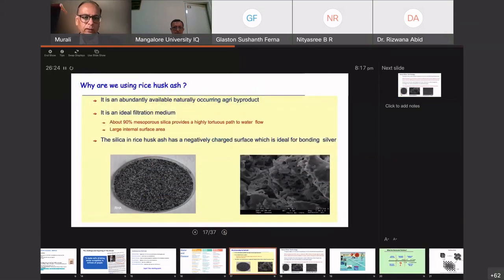So this is what we started with. Now let me break down Sujal and tell you exactly what's inside Sujal. Sujal consists of rice husk ash. This is what it looks like. This is just a petri dish in which we put a little bit of rice husk ash.